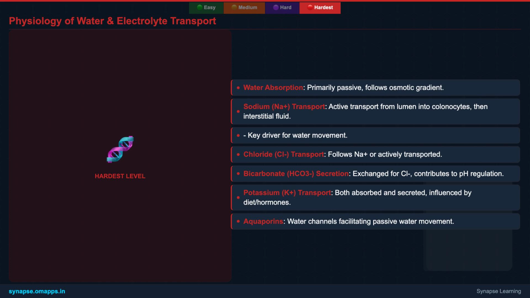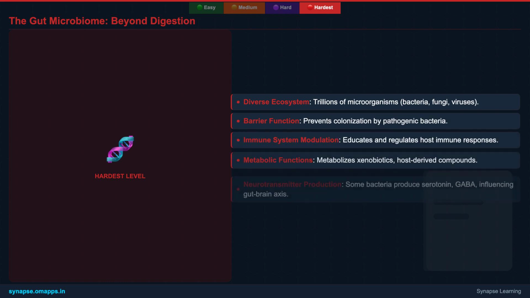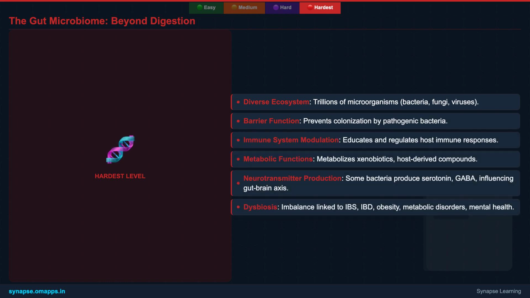The gut microbiome is not just a collection of bacteria, it's a vital organ within the large intestine, a bustling ecosystem of trillions of microorganisms. This diverse community performs functions indispensable to our health. Beyond synthesizing vitamins and fermenting fibers, they act as a crucial barrier against pathogens, preventing harmful bacteria from colonizing.